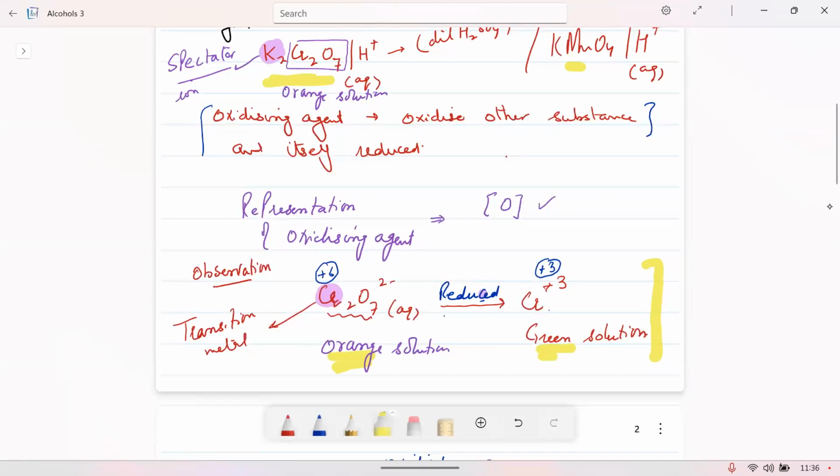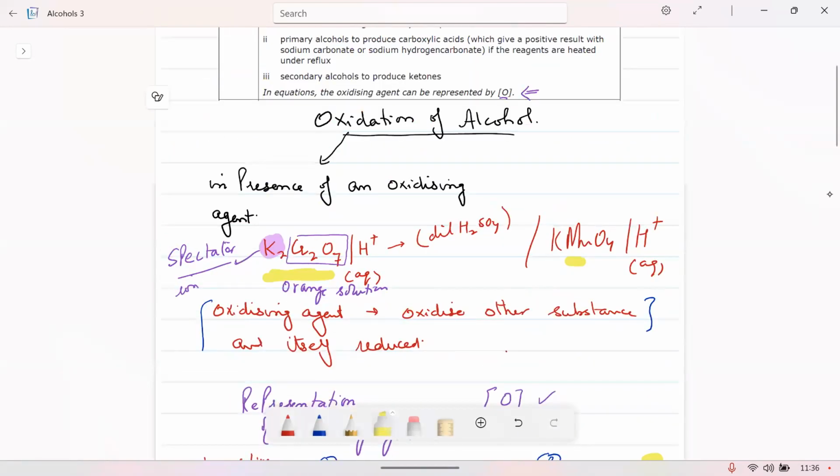So this is all about your oxidizing agent. They may ask you which species is responsible for the orange color. You will say Cr2O7 2-. Which species is responsible for the green color? You will say Cr3+. That's the first thing. So we have talked about the oxidizing agent.